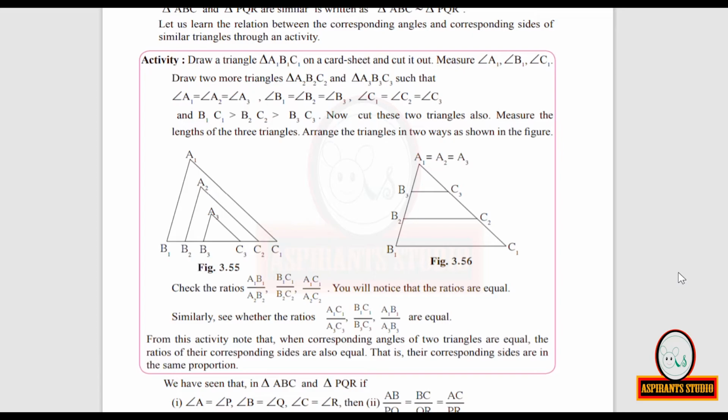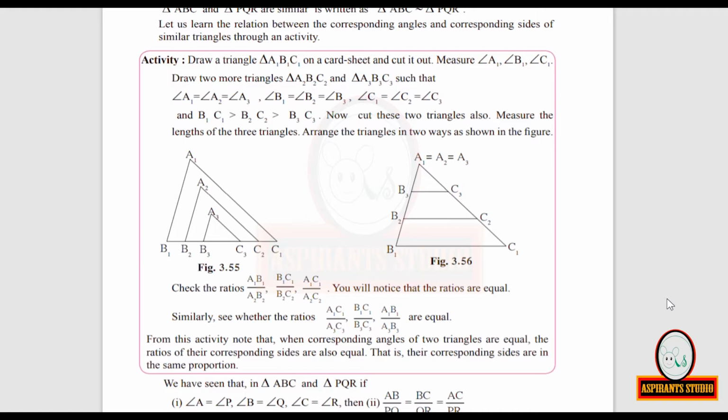Ratios of their corresponding sides are equal means their corresponding sides are in the same proportion. This is another way of telling it. The ratios of their corresponding sides are also equal is said in a different way: their corresponding sides are in the same proportion.